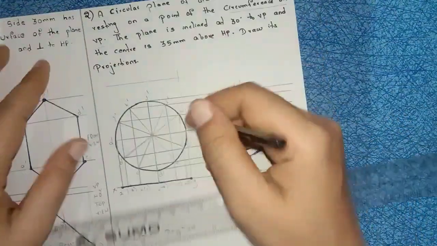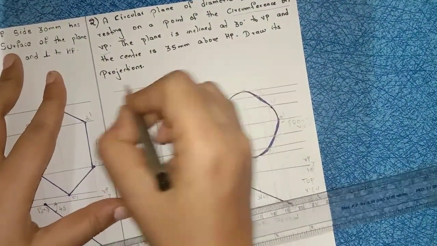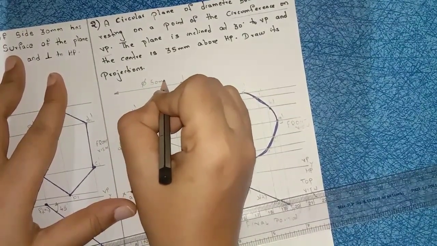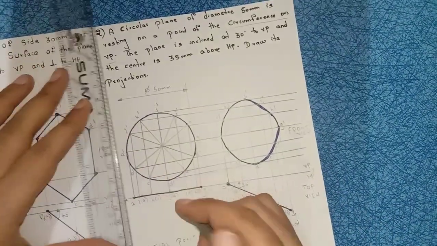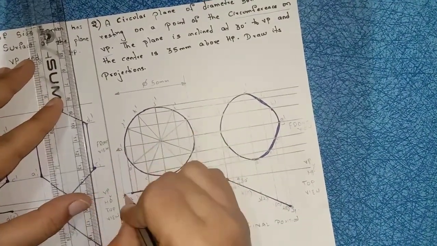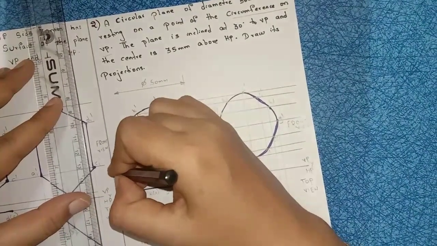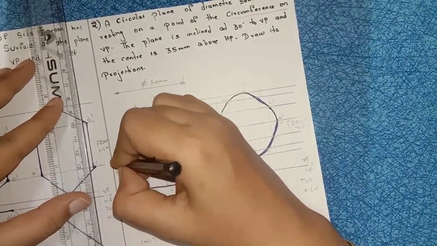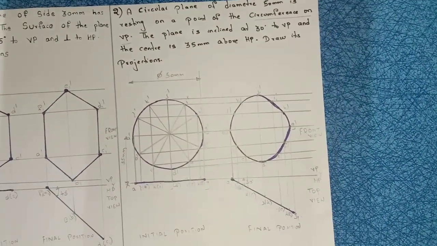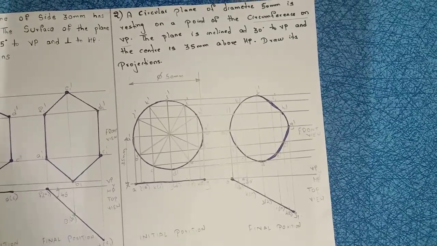Whenever we are marking dimensions for a circle, don't forget to mark the pi symbol, pi 50 mm. Here they mention this distance also. From center to this reference line, the distance is 35 mm. Right? This is your problem number 2. Let us see the last problem.